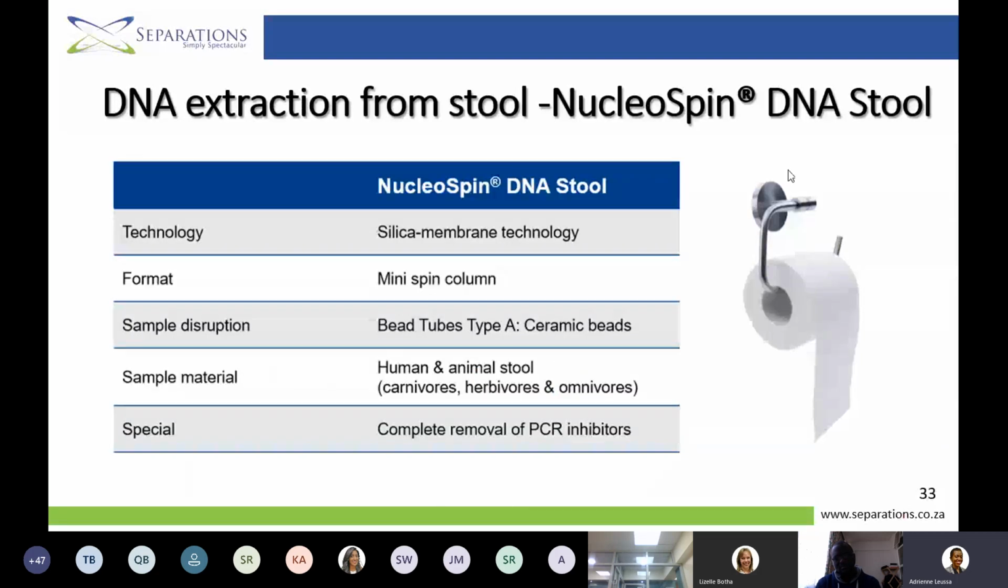For stool, we have a NucleoSpin DNA stool kit. Generally, every time you see a NucleoSpin, every time you see the spin here, it is silica membrane technology that is being employed. And these kits come, again, already with your ceramic beads for homogenization of your samples. They can be used both for human and animal stool samples. And you also get complete removal of PCR inhibitors.